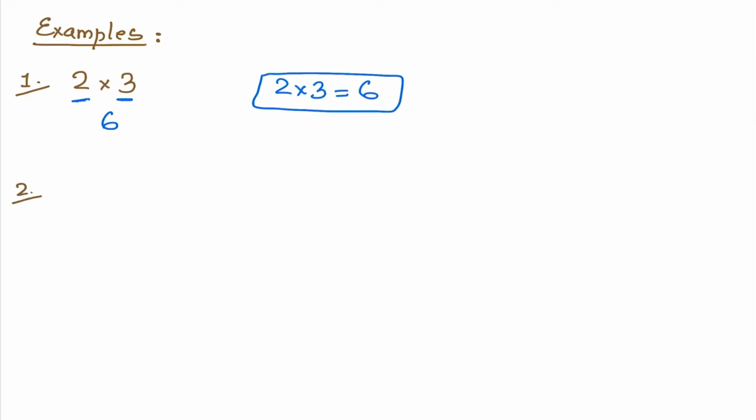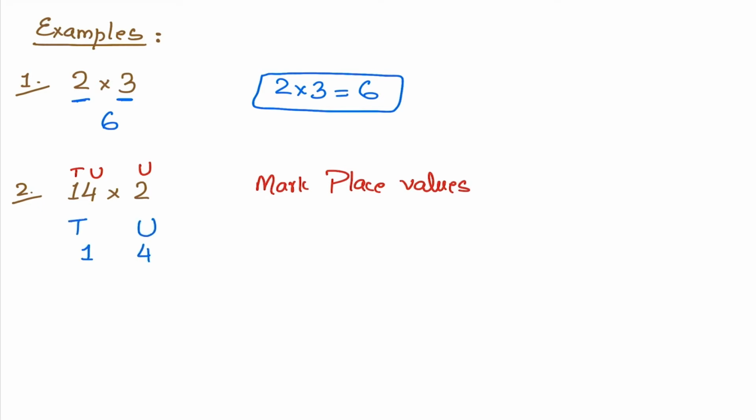The second example is find the product of 14 and 2. As we did in addition and subtraction, the first thing that we will do is to mark place values of the numbers. 2 is a 1-digit number and 14 is a 2-digit number. So this is units, and this is units and tens. Now we will write it in vertical form, tens, units, 14 and 2.